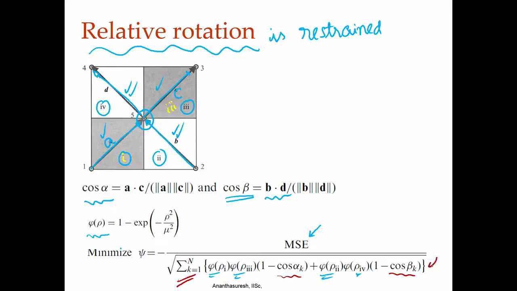That means that when we are minimizing negative, meaning maximizing, we are essentially making the denominator become as small as possible. That is, we are trying to minimize or restrain this relative rotation. If you do that, you are not allowing these hinges to form. That is what should happen. Let us see if that works or not.